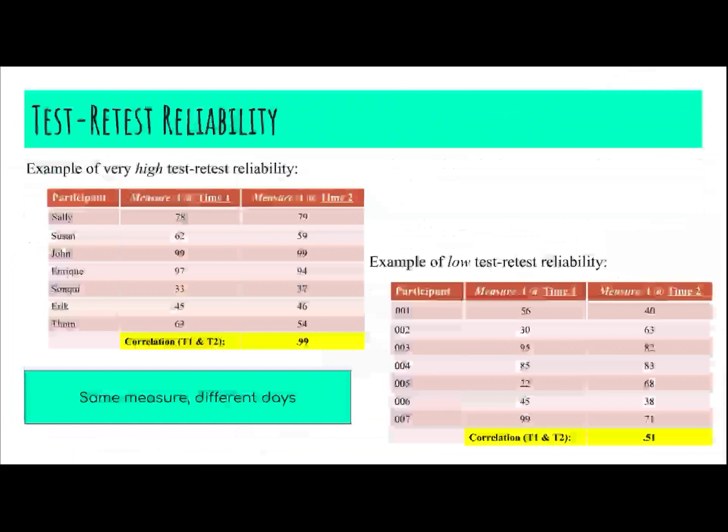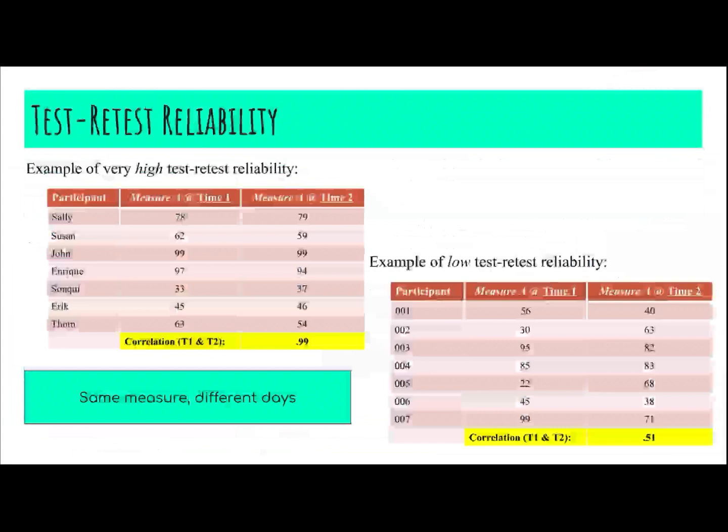If you look at the chart, the table on the left, you can see that Sally took measure A 2 different times, same measure, different days. And she scored almost the same. She got 78 the first time she took the survey and 79 the second time she took it. Susan's score changed very minimally from 62 to 59, and John's score stayed exactly the same. Overall, there was a correlation of 0.99 between the two times. This shows very high test-retest reliability. This shows that it's a good measure. Even when I give it to people on different days, their scores stay the same.